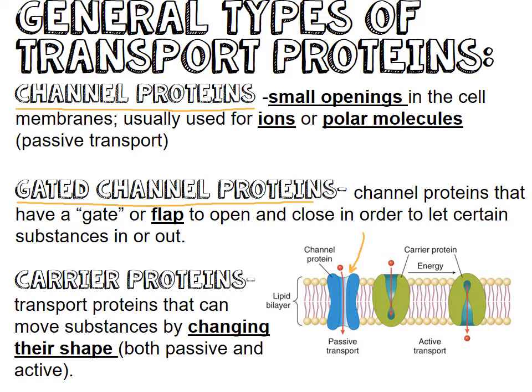And then last but not least, we have a carrier protein. Carrier proteins are transport proteins that can move substances, and they have to change their shape to do so. Okay, so we have a substance that will come in this way, and then for it to leave, it has to change its shape. And this can happen in both passive and in active transport. When it happens in passive transport, it's called facilitated diffusion, and we'll talk about it shortly.